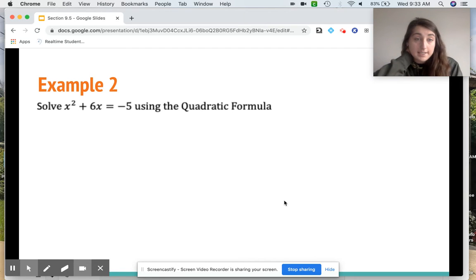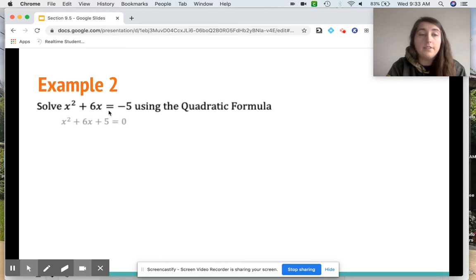So now for this example, hopefully you notice it is not set equal to 0. So before you start plugging into your quadratic formula, you have to set it equal to 0. So you're going to add 5 to each side. Now you have x squared plus 6x plus 5 equaling 0. Set equal to 0. Now you can go ahead and use your quadratic formula.